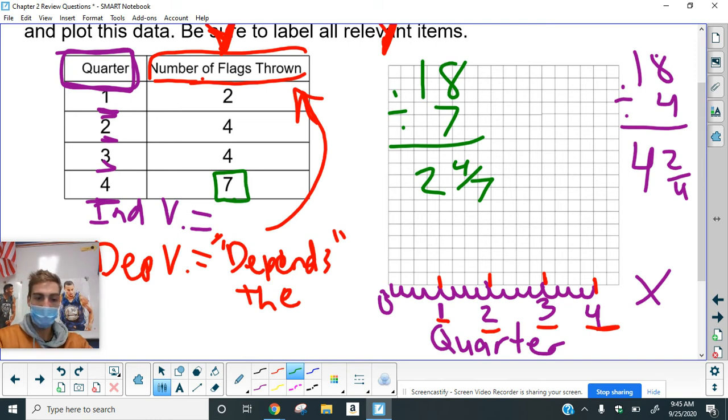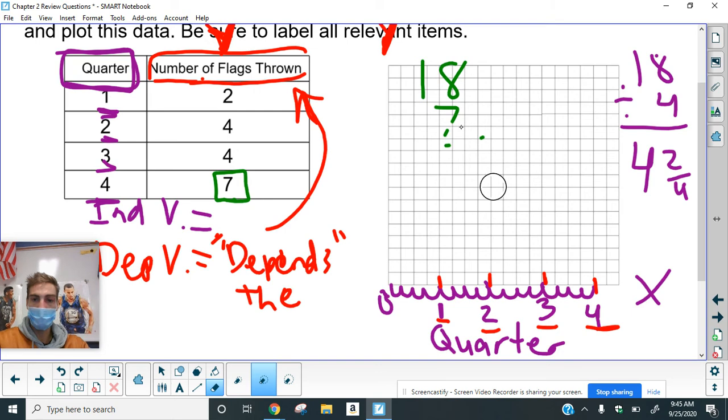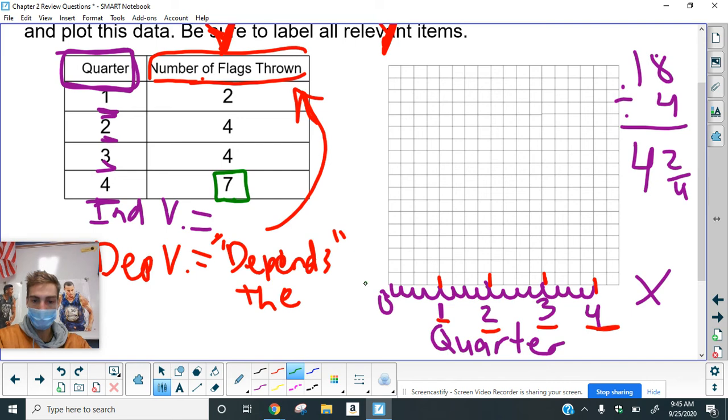And so now what I'm going to do is space these out every 2. So here we go. I'm going to start at 0, which is right here. And I'm going to go 1, 2, put a 1, 3, 4, put a 2, 5, 6, put a 3, 7, 8, put a 4, 9, 10, put a 5, 11, 12, put a 6, 13, 14, put a 7.